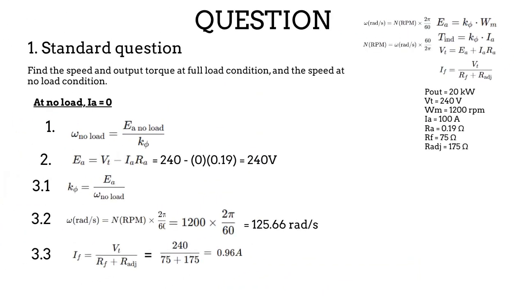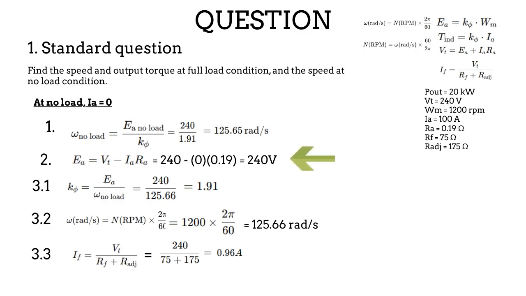The value for K flux is EA from the table divided by no load speed. That will be 1.91. Now we got the value for EA and K flux. The value for no load speed is 125.65 radians per second. Now, we have answered the first part of the question. To find the no load speed, we need to determine EA and K flux.